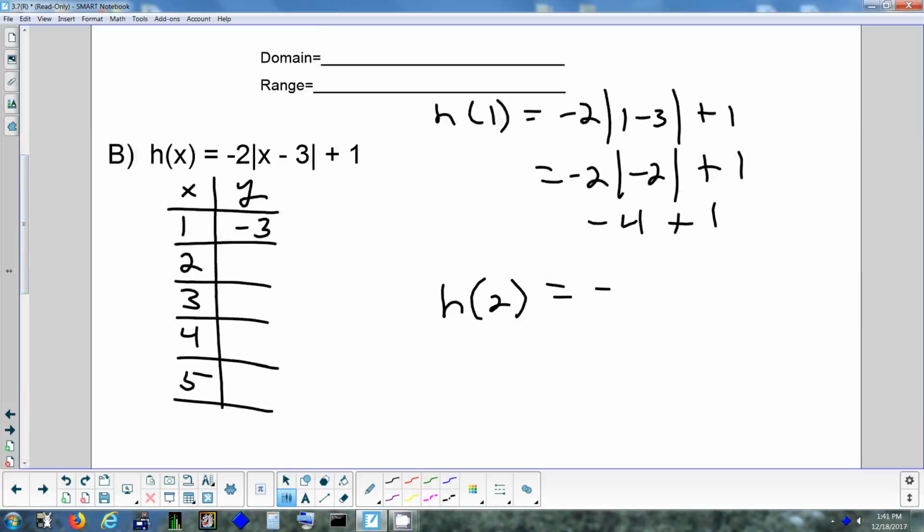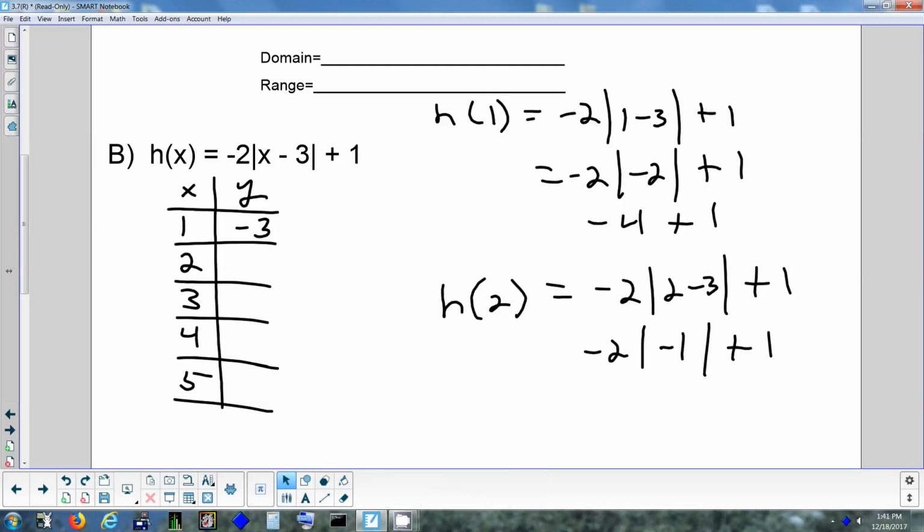The next number that I'm going to plug in is 2. -2 times the absolute value of 2 minus 3, plus 1. Start inside the bars. 2 minus 3 is how much? -1. What's the absolute value of -1? 1. What's 1 times -2? -2. -2 plus 1 is -1.